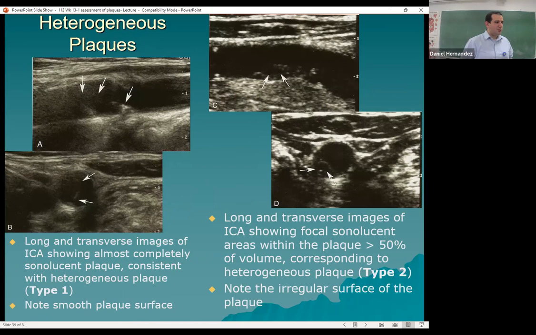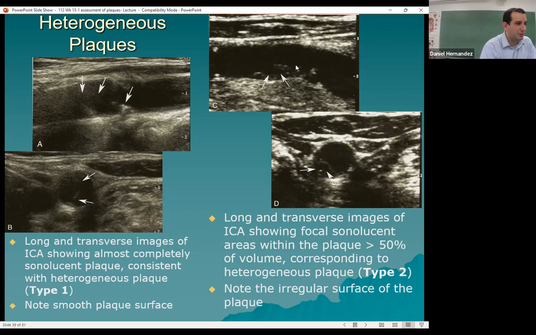So these are some nice pictures showing some heterogeneous plaques as well. So this one up here is C. You can see an area in it that looks very anechoic within that plaque. So that's a good indication that there's probably some intraplaque hemorrhage. So there's probably some bleeding going on within this plaque. So this would be a very unstable or very vulnerable plaque. Potentially, this could rupture and send some of these pieces out and create embolic stroke.